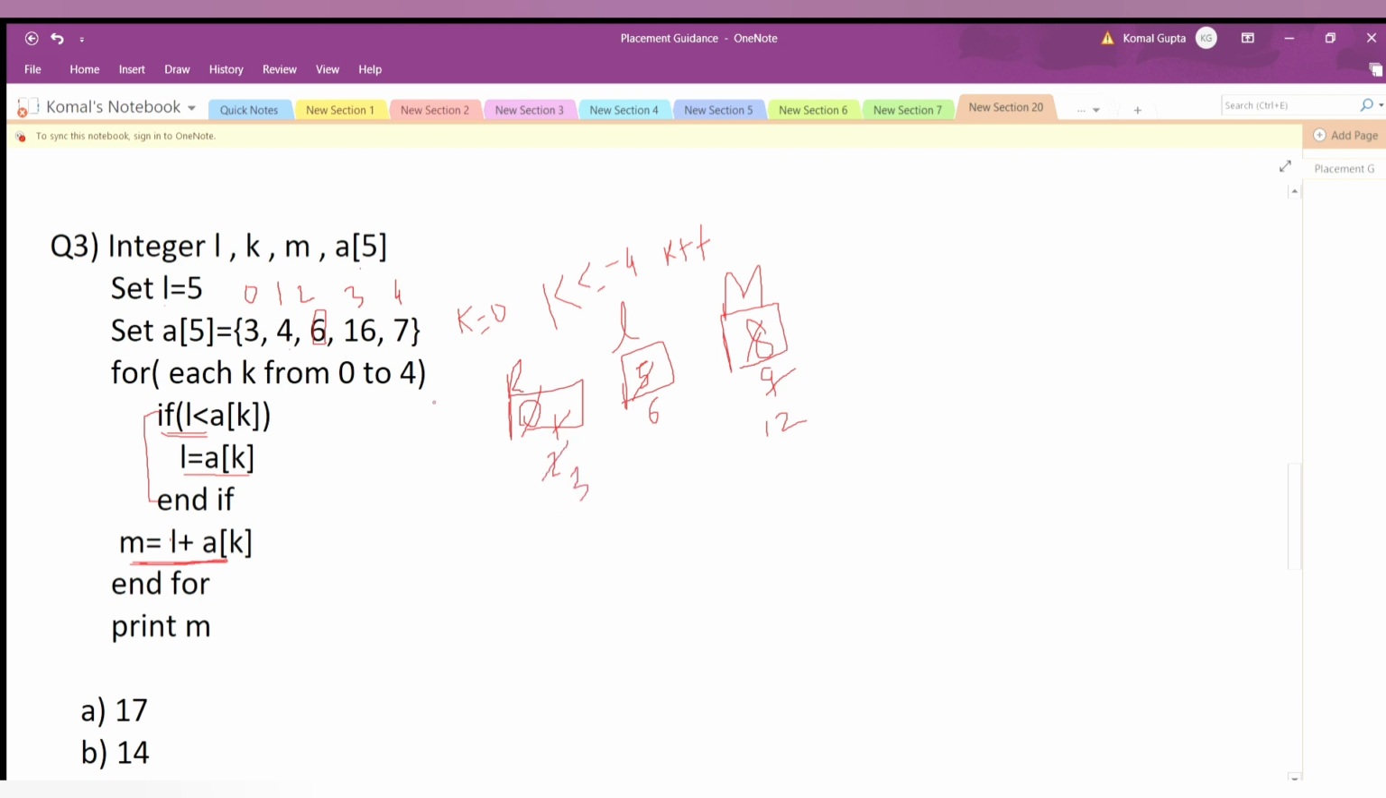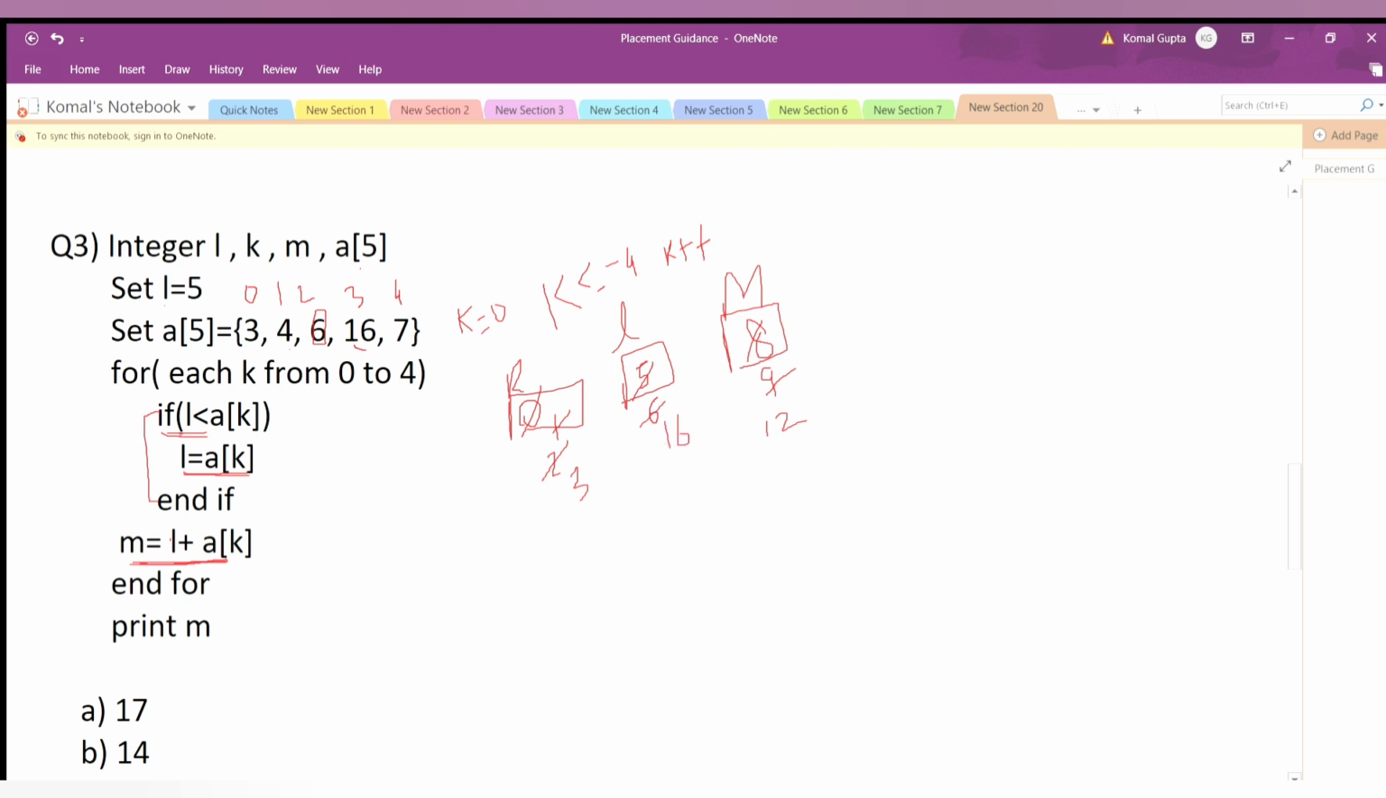Now 3 is less than equals to 4. Yes. Now we will check this condition if L. So the value of L is 6. Is 6 less than a of the value of k, which is 3? So a of 3, that is 16. So is 6 less than 16? Yes. So we will change the value of L by a of k. So a of k is 16. So we will change the value of 6 by 16.